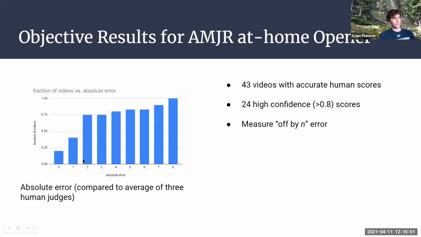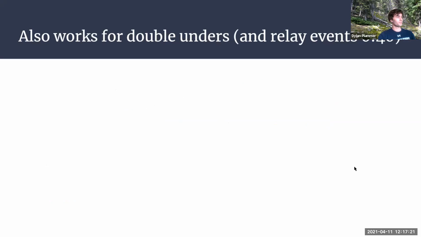And so the way to read this plot is we got about 20% of the videos perfectly accurate. And then about 75% of the videos, we were within 2 of the human judges. And then it just slowly increases up to 100% at around 8. So that's not great. It's not accurate enough, I think, for a competition setting yet, but I still think it's pretty remarkable that we can get within 2 on 75% of all of these videos.